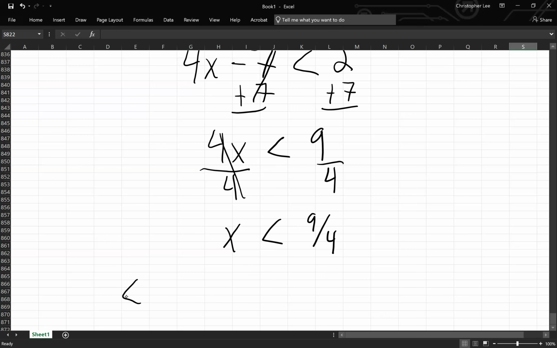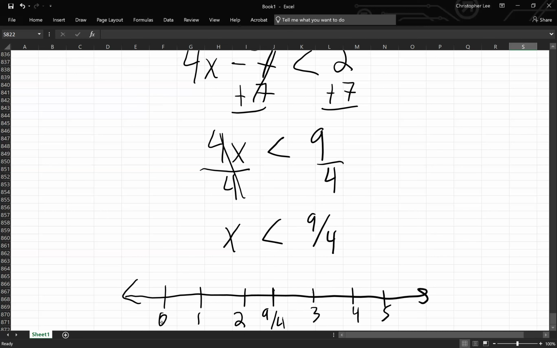And then now, we'll do a little number line. Got the 9 over 4 right here. So to the right of that, let's say we have like 3, 4, 5. To the left of this, let's say you have 2, 1, 0. Okay, you get the idea. It's less than, right? So I'm going to use a parenthesis and just shade to the left. And that's it. It could also be an open circle too. That's fine as well. Questions on this? We're good? All right.